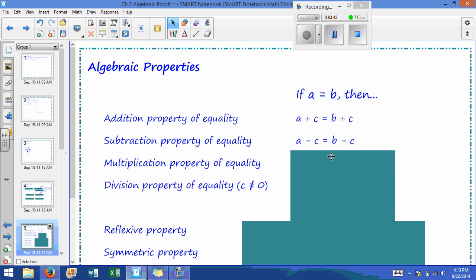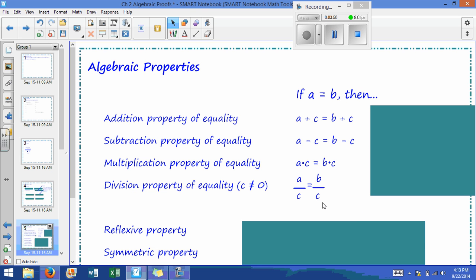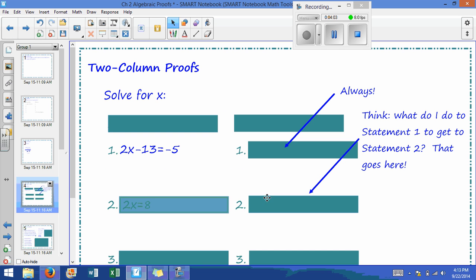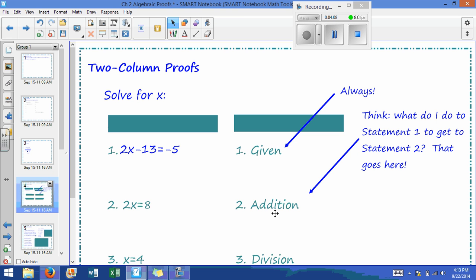Multiplication, I'll go through this quickly, is just multiplying both sides by the same thing. And division is dividing both sides by the same thing. You'll notice I wrote C can't equal 0 simply because you can't divide by 0. We used the division and the addition in the previous example. They all disappeared here, so let me do that again. We added 13 to both sides, so we did the addition property. We divided both sides by 2, so we did the division property. I probably should have written addition property of equality and division property of equality here.